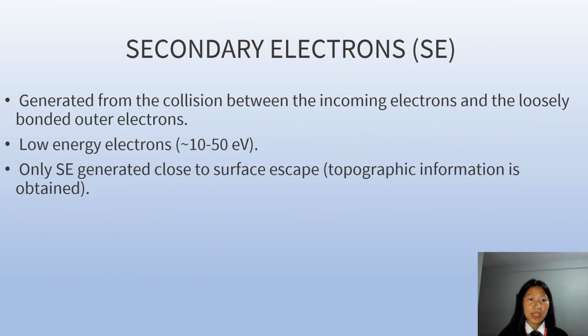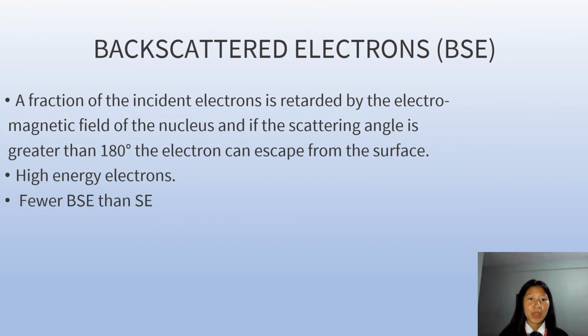Secondary electrons. They are generated from the collision between the incoming electrons and the loosely bound outer electrons. They are low energy electrons. Only secondary electrons generated close to the surface escape.